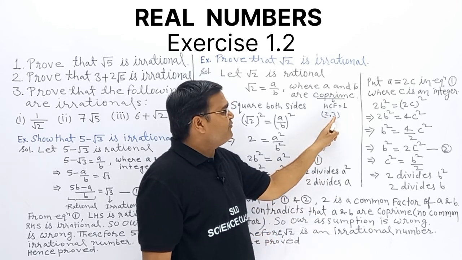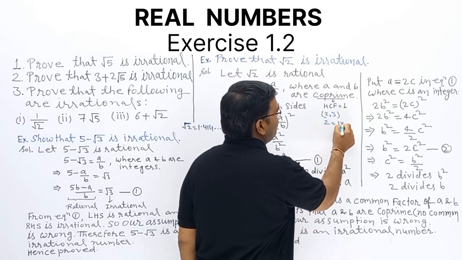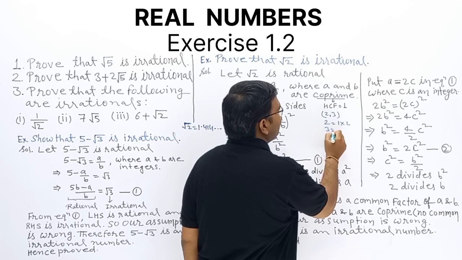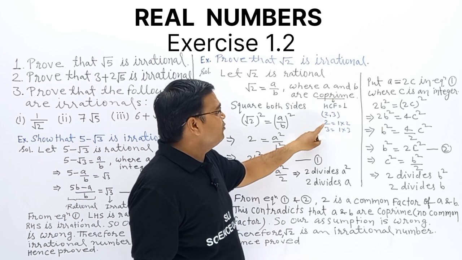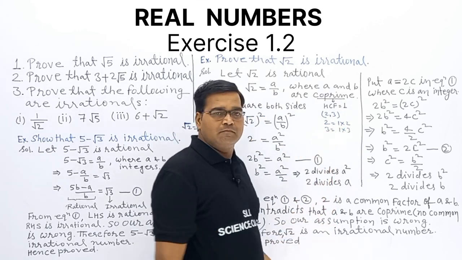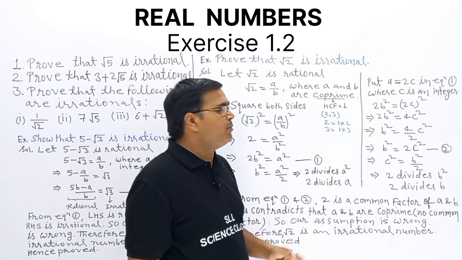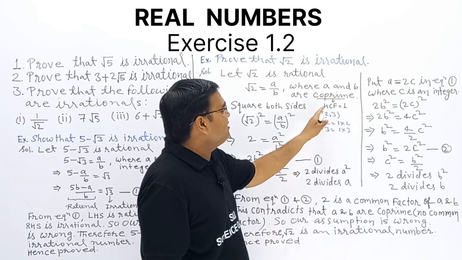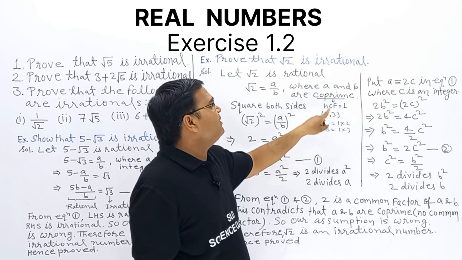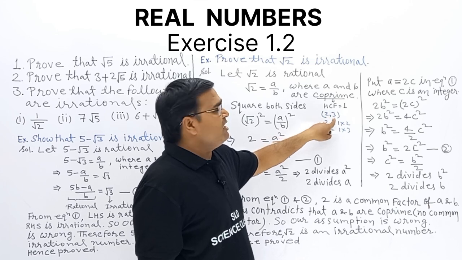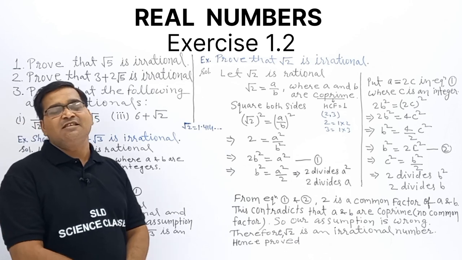So once we find factors, what about the factors of 2? 2 can be written as 1 into 2, yes or no? And 3 can be written as 1 into 3, prime numbers. And what will be the HCF? There is no common factor except 1. So the HCF of 2 and 3 is 1. So we can say 2 and 3 are coprime numbers. So coprime numbers have HCF equal to 1.